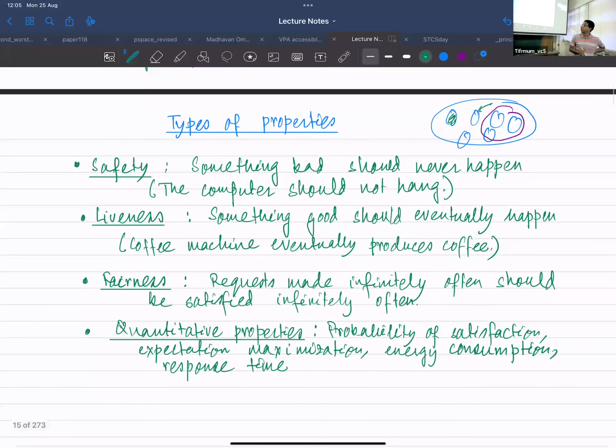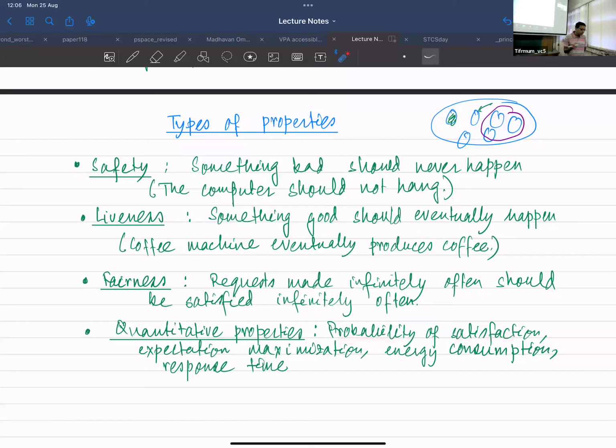And there can be quantitative properties also. For example, if I have a Markov chain, I may want to visit a particular state, but I may not say that I will be able to visit it across all the behaviors, across all the executions of the system. I may just want to say that you will be able to satisfy this eventuality property or this liveness property with a certain probability, right? So this is a quantitative property where there's a probability of satisfaction.